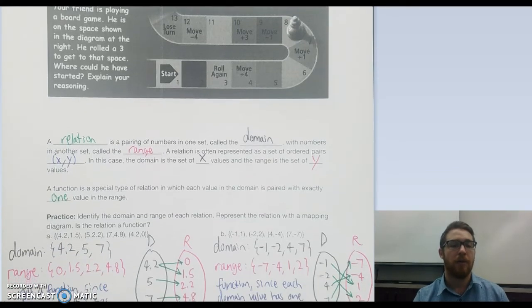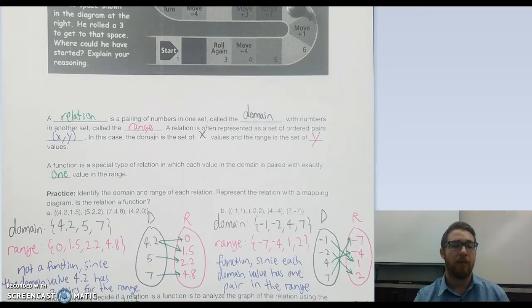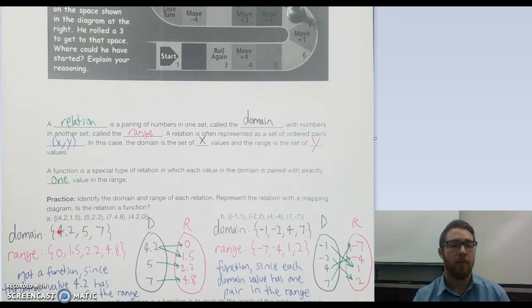So again, we can do the same thing with the y's. If I took all the x's for my domain, 4.2, 5, and 7, my y values are just going to be 0, and I just go in order from least to greatest: 0, 1.5, 2.2, and 4.8. That means that's my range, all my y values.